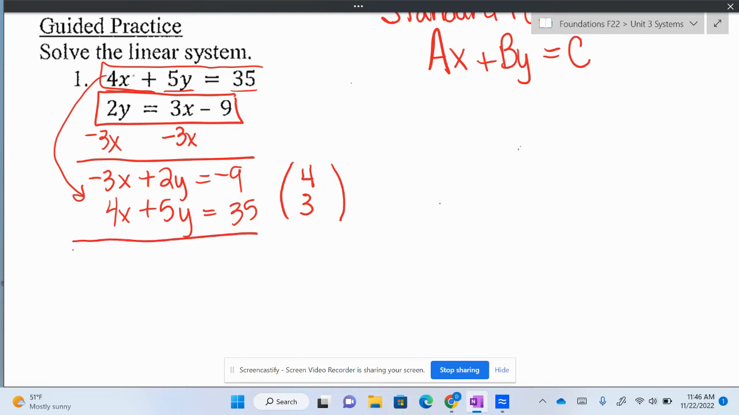So I'm going to multiply everything in the top by 4. So negative 3 times 4 is negative 12, so I have negative 12x. 2y times 4 is a positive 8y. Negative 9 times 4 is negative 36. And then my bottom equation: 3 times 4x is 12x. 3 times 5 is 15y. 3 times 35 is 105.